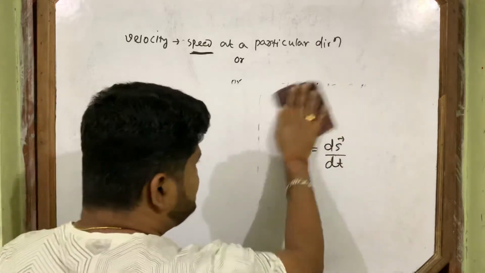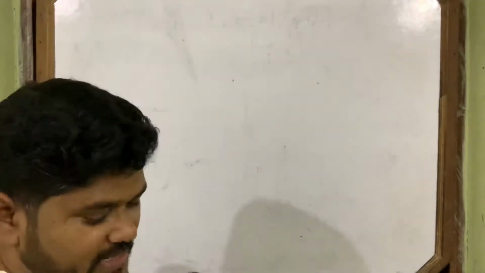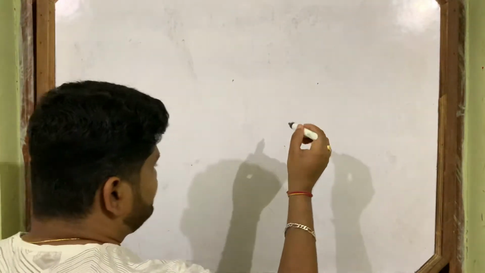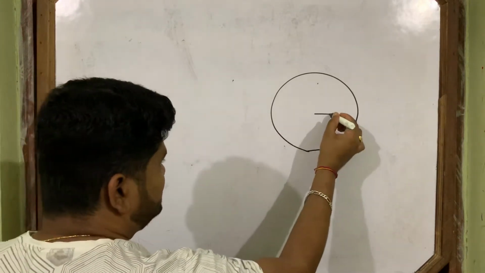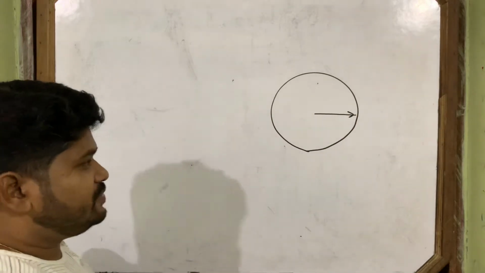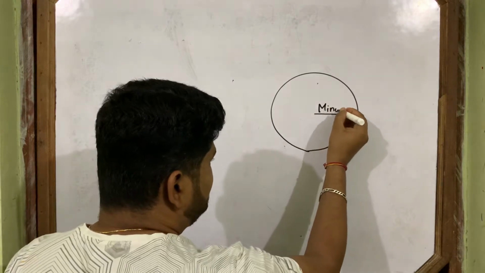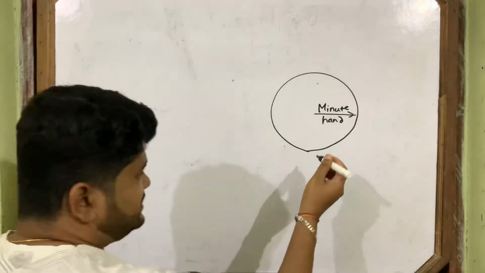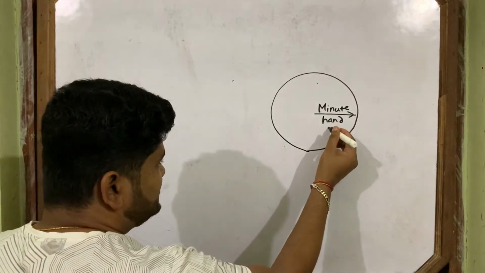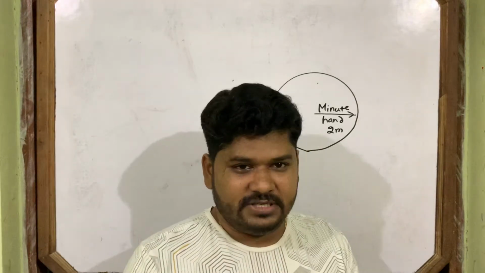But to distinguish more between speed and velocity, I am giving one question. The question is like this. This is a clock. Suppose this is your minute hand. Its length, suppose you take it as 2 meters. It's a very big clock. The length is 2 meters.